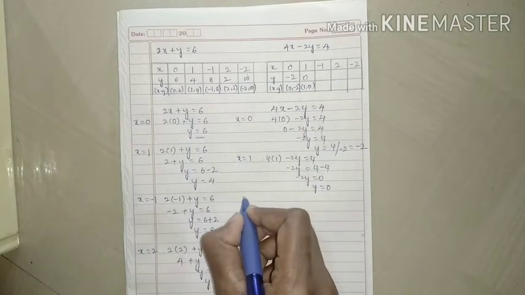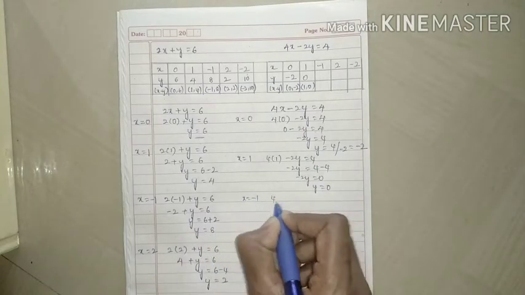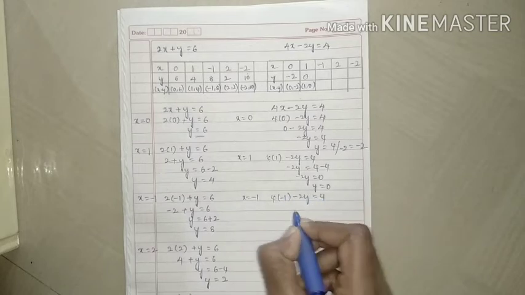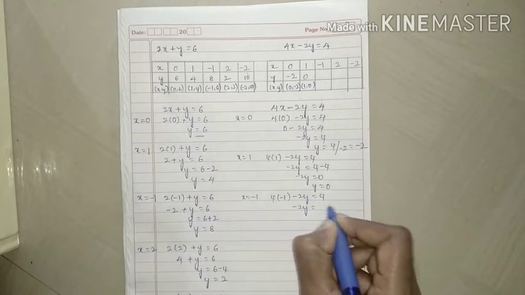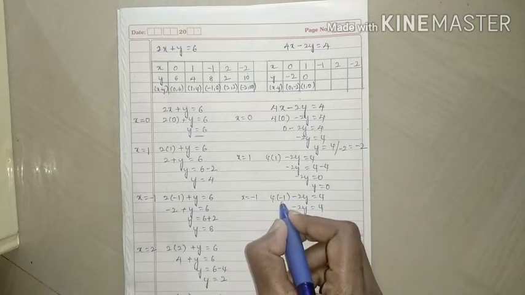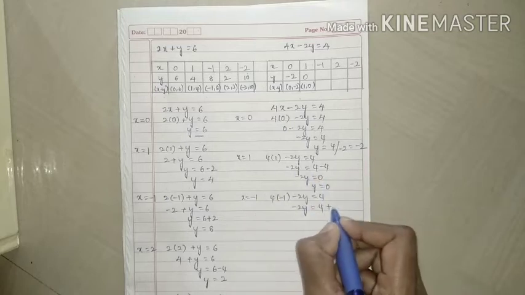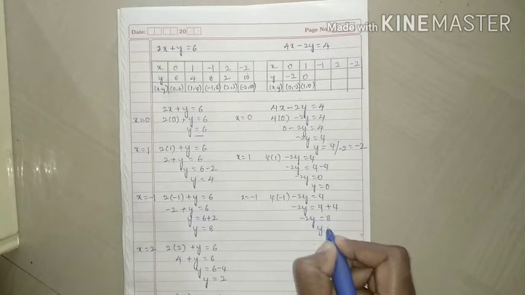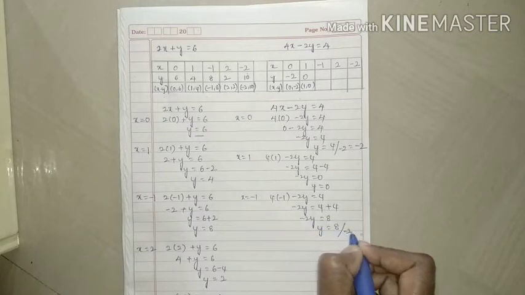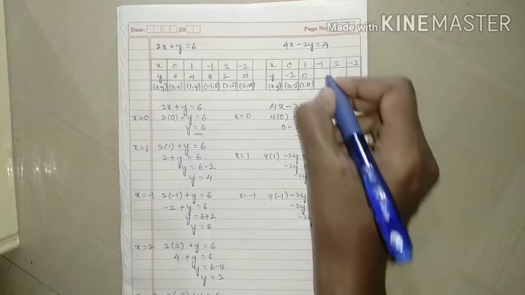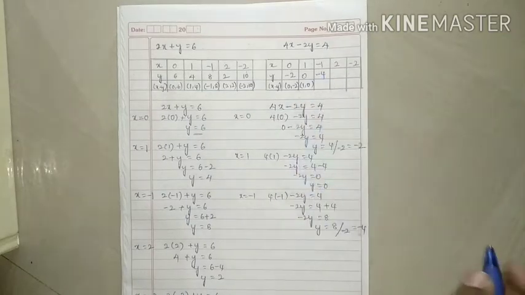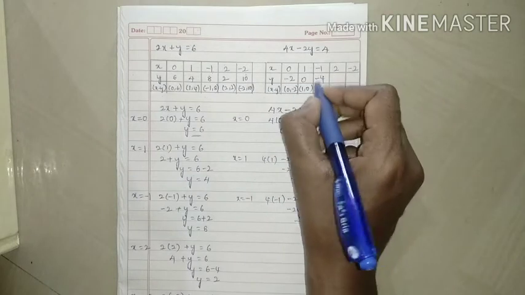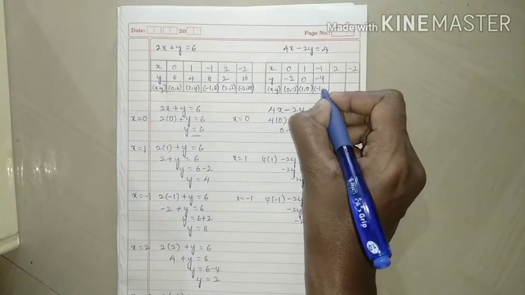Now I'll give x is equal to minus 1. That is 4 of minus 1 minus 2y is equal to 4. 4 into minus 1 is minus 4. If we take this to the other side, that is plus 4. Minus 2y is equal to 8. y is equal to 8 by minus 2, that is minus 4. So when x is minus 1, then y is minus 4, that is the point minus 1, minus 4.